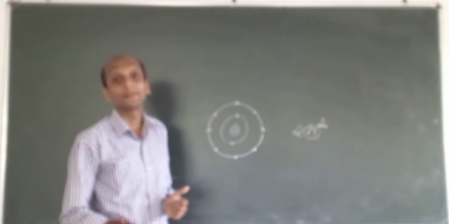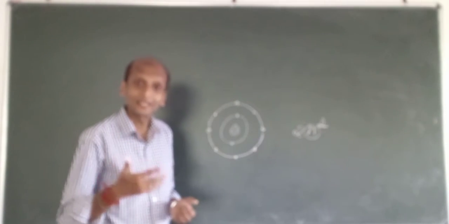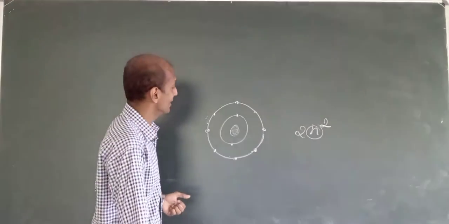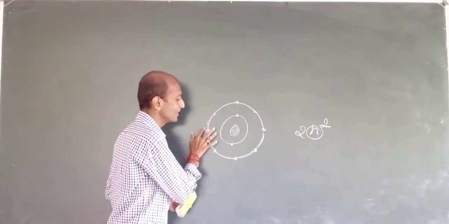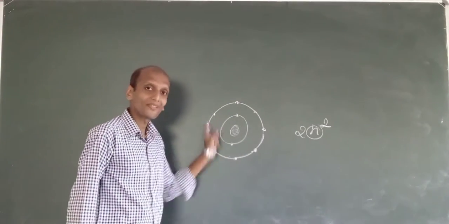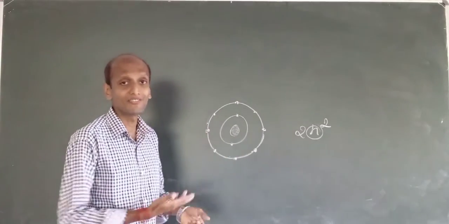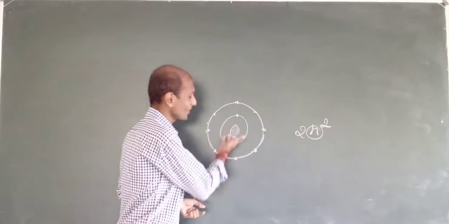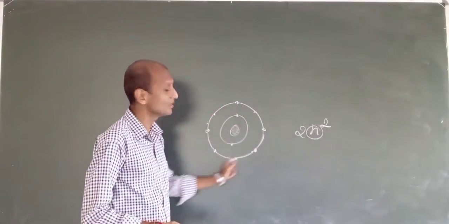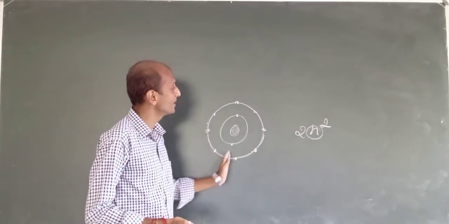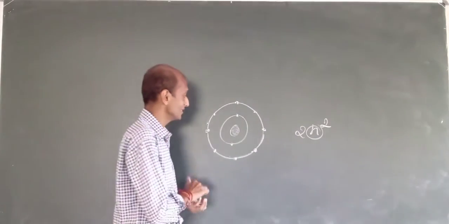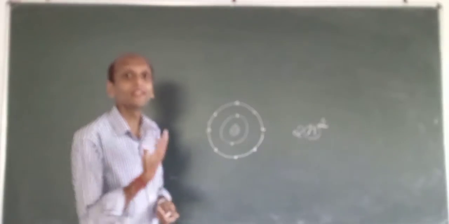This is how the materials are made in the world. So the outermost orbit can have only 8 electrons. This will be the structure by origin. This is how the outermost orbit can have only 8 electrons.